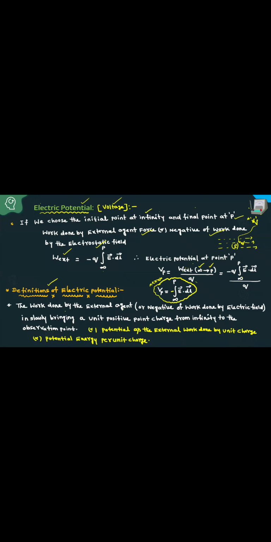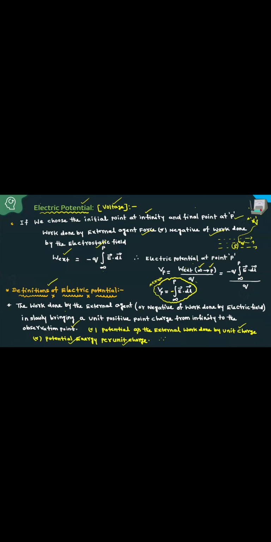What is the exact definition of the electric potential? The work done by an external agent in slowly bringing a unit positive point charge from infinity to the observation point, or the potential, is the external work done per unit charge, the potential energy per unit charge. This is called electric potential.